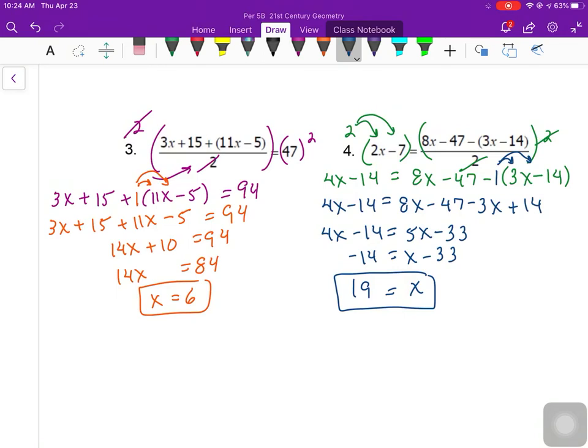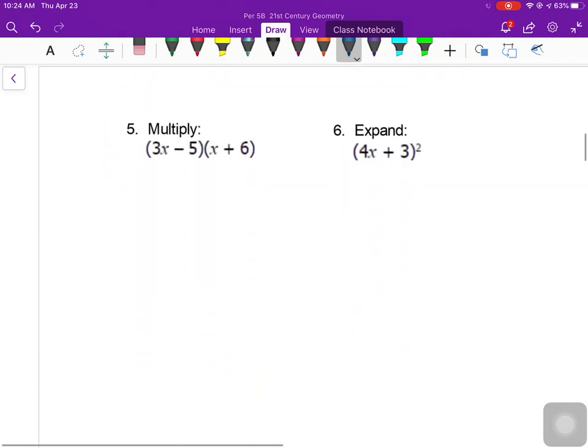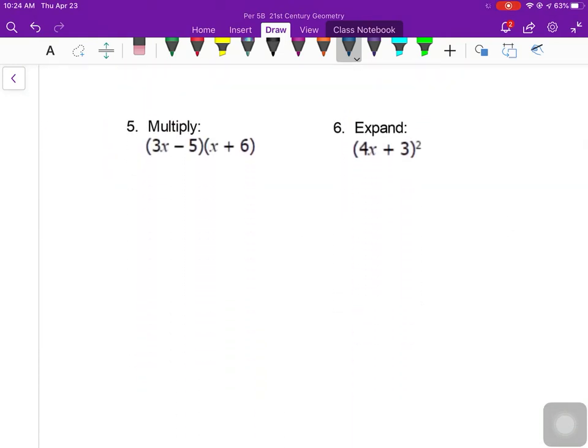Now, those were fairly straightforward problems. They're what we call linear problems because the x was to the first power, but I wanted to make sure that we were good and solid on those, because those will definitely show up in this chapter. The rest of the review here is going to deal with quadratics, and we're going to review many things to do with quadratics. The first thing we're going to review here is multiplying binomials.